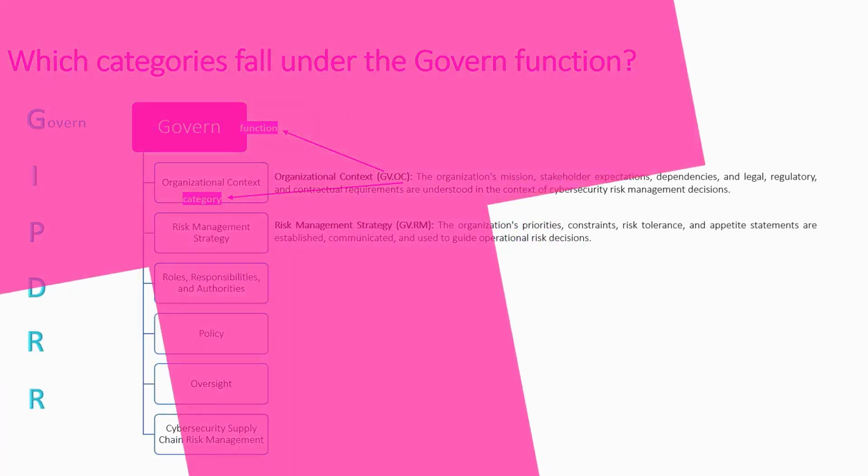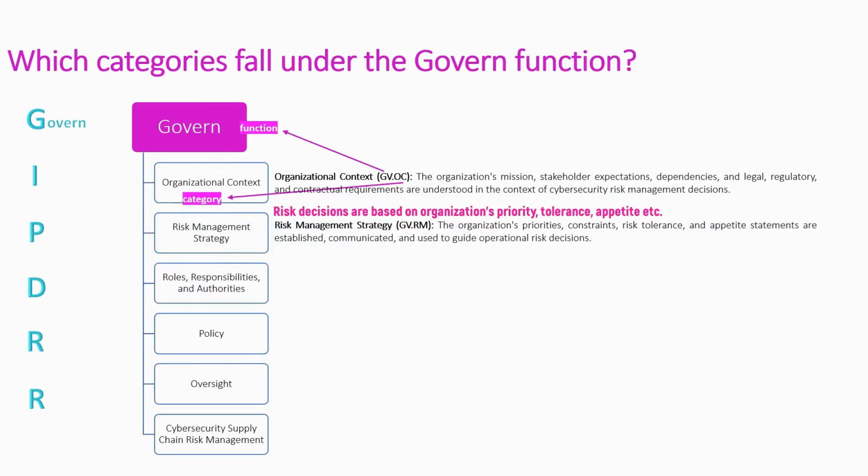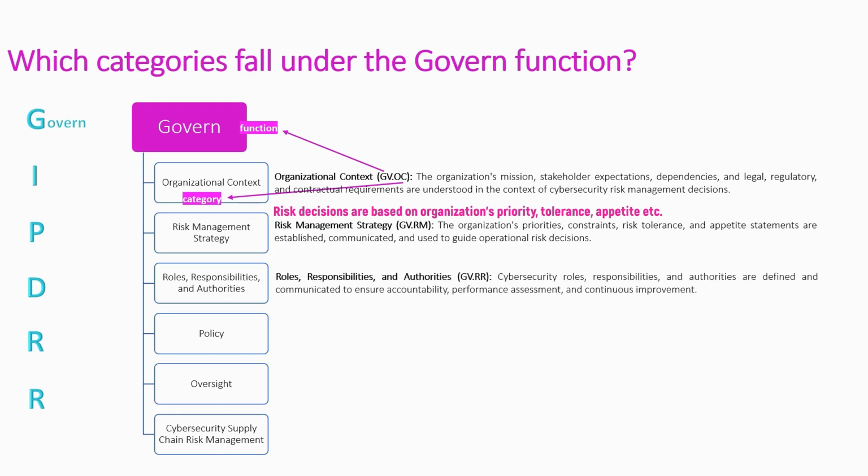The second category is risk management strategy. It requires that risk decisions are based on the priorities and appetite of the organization. Don't worry, we will simplify this in our subsequent slide when we understand how to implement this. The third category is about roles, responsibilities, and authorities. It requires that cybersecurity roles, responsibilities, and authorities are defined and communicated to the relevant stakeholders.